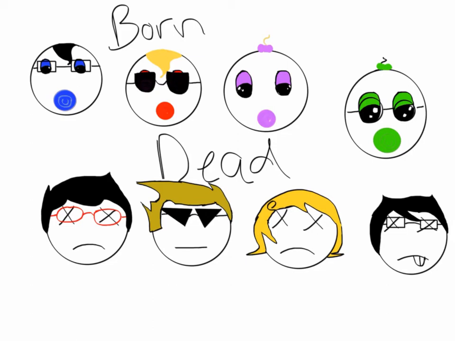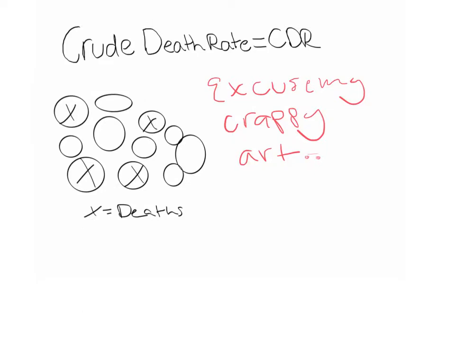Just as we measure fertility rates, we also measure death rates. Without both, we couldn't get an accurate sense of population growth. So for this, we use crude death rate, CDR for short. CDR represents the number of deaths per 1,000 people in a population.